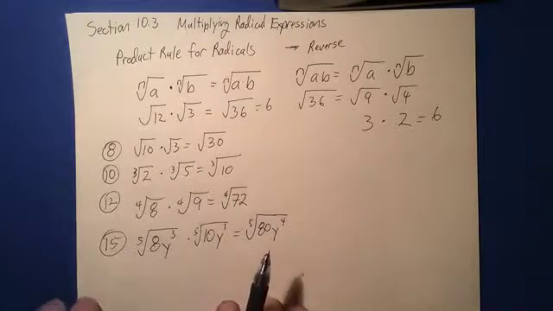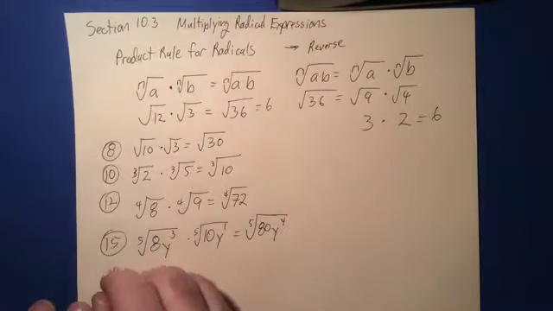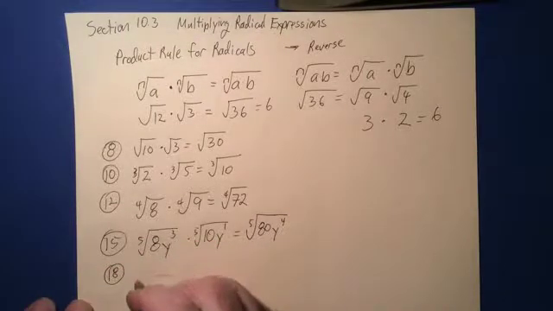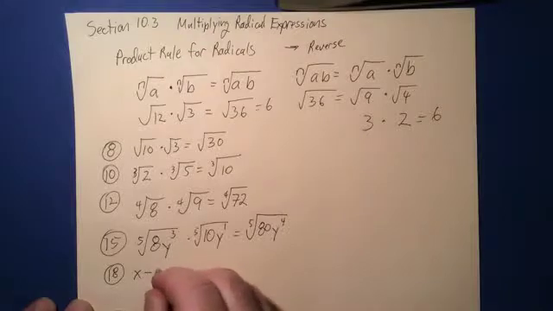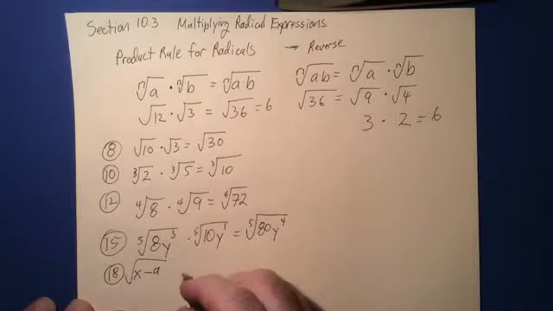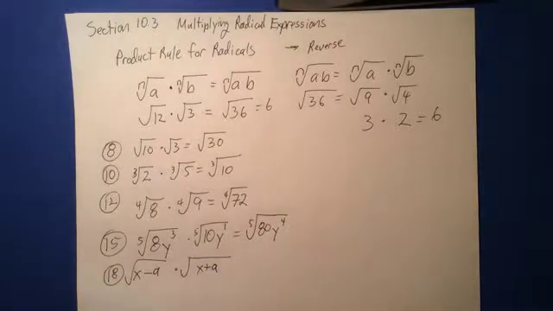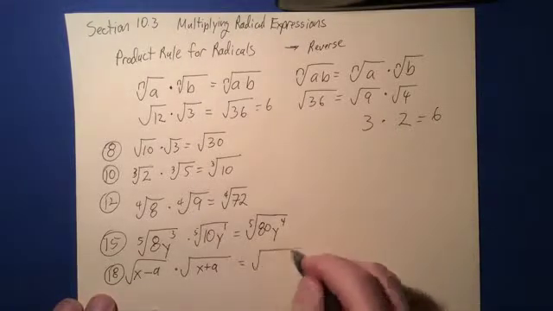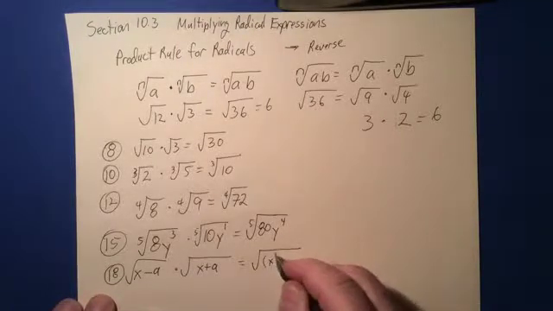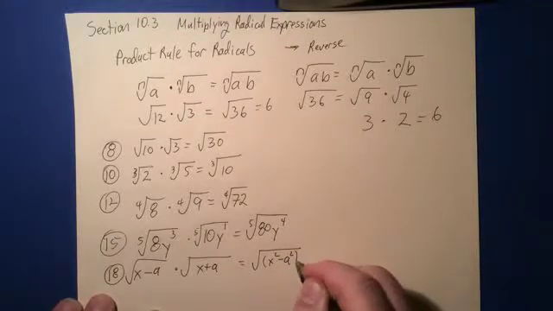Another interesting example, let's take a look at question number 18, where this is going to be the square root of x minus a times the value of x plus a. You may recognize that if you multiply x minus a times x plus a, these are usually the pair of factors we get for the difference of perfect squares. And in this case, we could simply write this as the square root of x squared minus a squared.